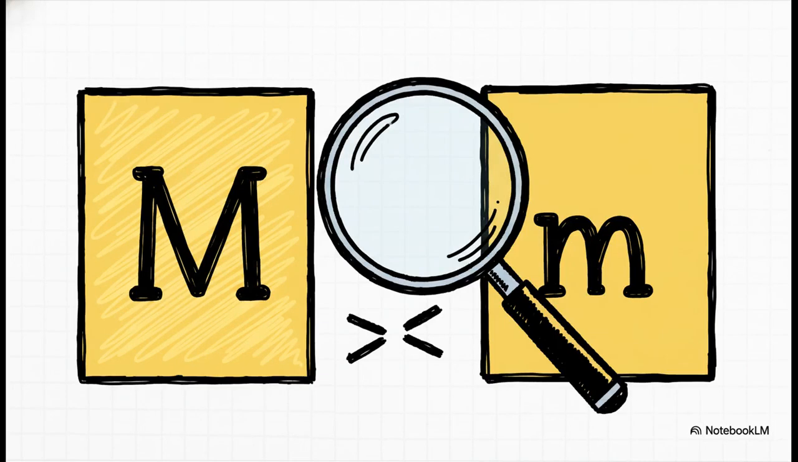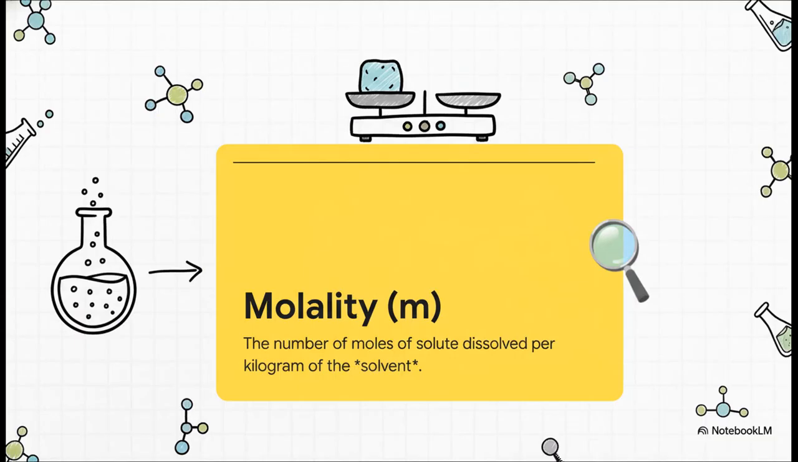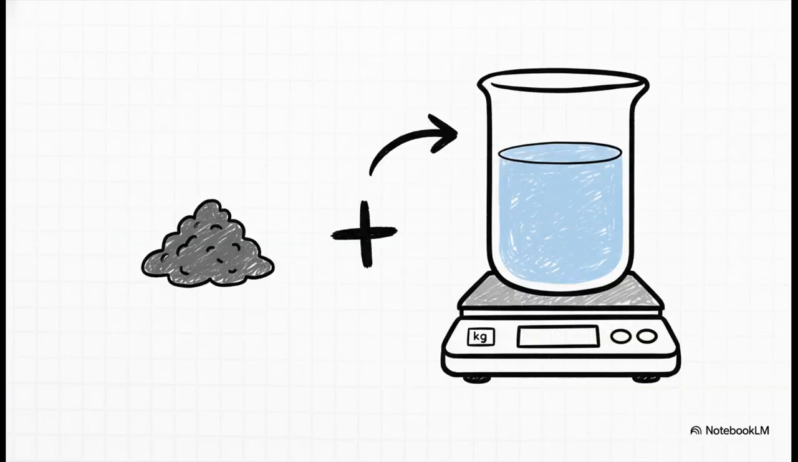Next up is molarity's tricky twin, molality. They sound almost identical, but they're critically different. And here's the big twist. We're talking about moles per kilogram of just the solvent. So the crucial difference is you're using the mass of the solvent, not the final solution.